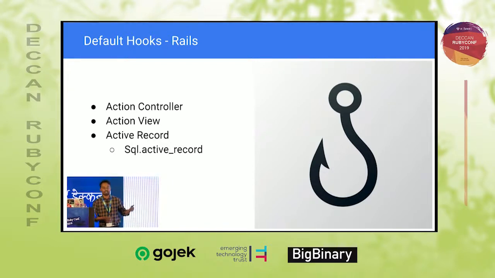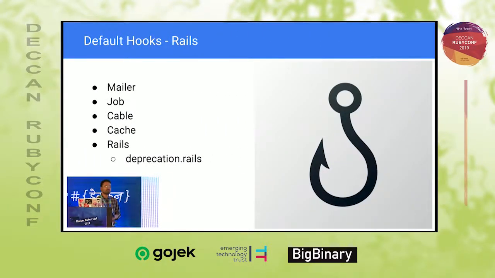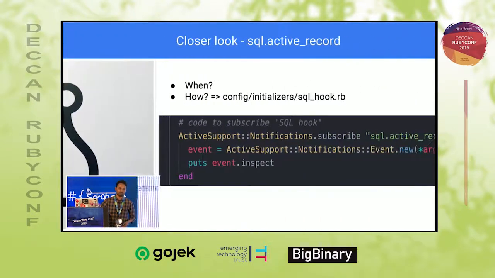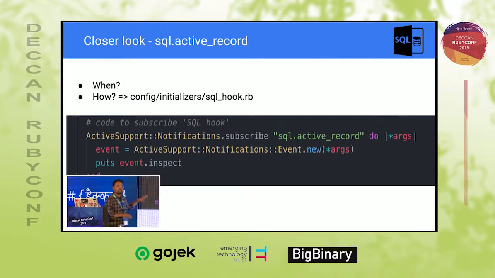Also, whenever there is a partial render or a view rendered, there are hooks in the case of views. The most important hooks are with respect to Active Record. Whenever a SQL query is executed, we have hooks for that too. There are hooks for mailer, job, and cache, and also if you are executing some deprecated method inside your Rails, you can choose to listen to those hooks, and the deprecated method with a particular payload is available to you. So that was an overview of the exact hooks available.